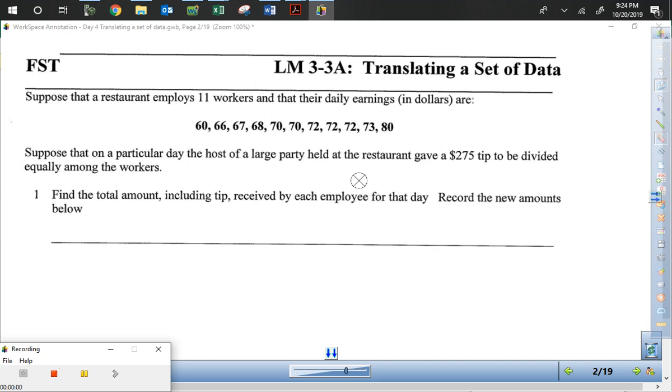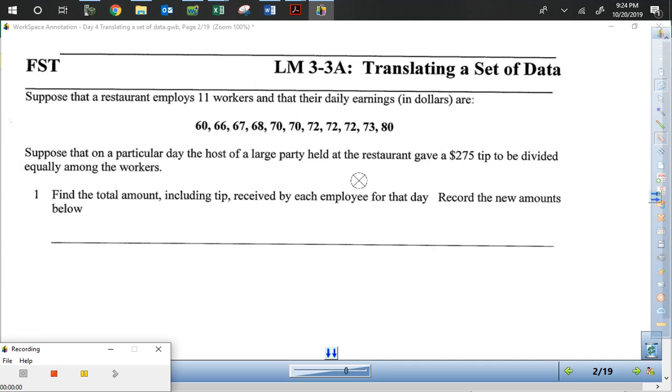Alright folks, today we're going to be talking about translating a set of data. That means we're going to take a look at some patterns that happen when we add or subtract the same number to every single element in a set we're given. So, we're given a set here.